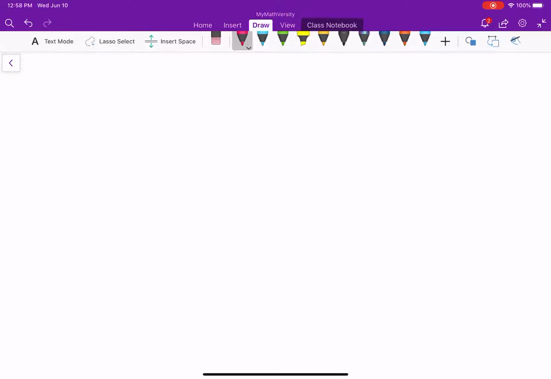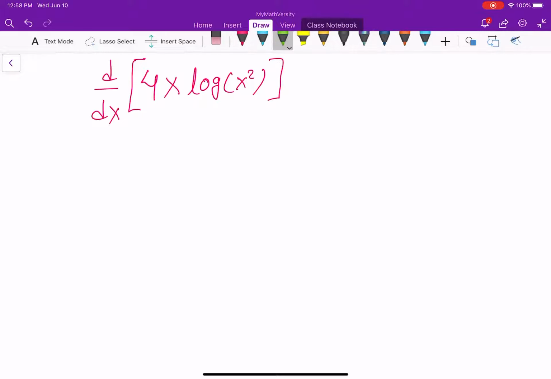Alright, so we need to differentiate 4x times log of x square with respect to x. So this is what we need to do. We need to differentiate the given function with respect to x. So how can we do this? We have seen here there is a product of functions, which is 4x times log of x square.